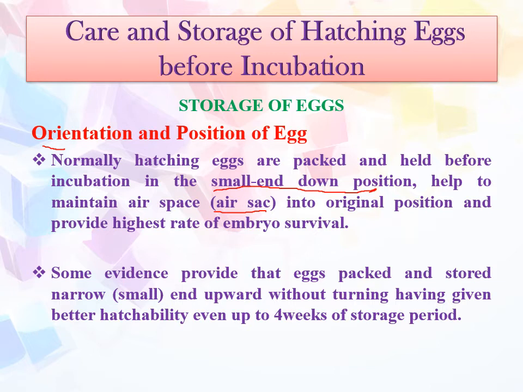So this is the reason normally the eggs are stored, either they are into the egg storage room of hatchery or inside the incubator or inside the hatcher, or we can say if they are non-fertile egg from the layer farm, they are put into the tray in such a way that broader end will be on the upper side and narrower end will be lower side. This is the universal practice.